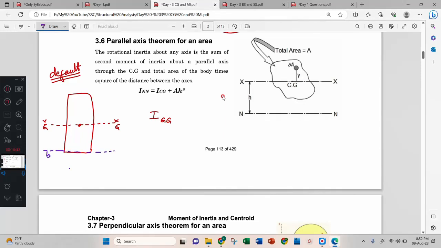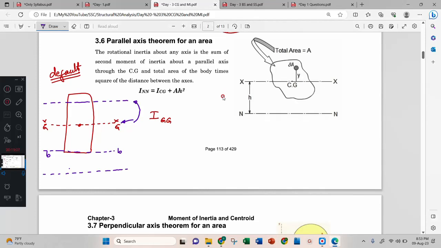Call it BB, the base. Or I want moment of inertia about somewhere this axis. Or I want moment of inertia about this axis. Then what do I have to do? Okay? I know I_GG, and I have to transfer this moment of inertia here.